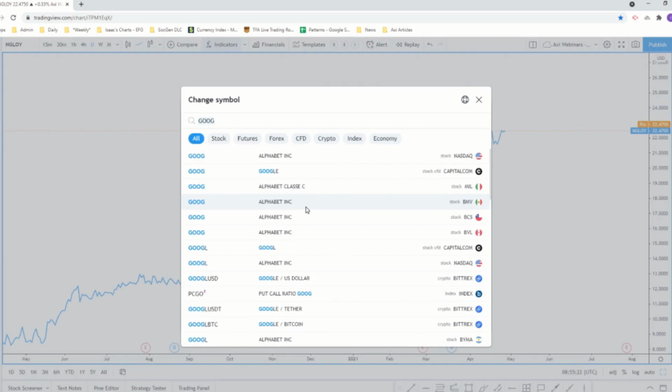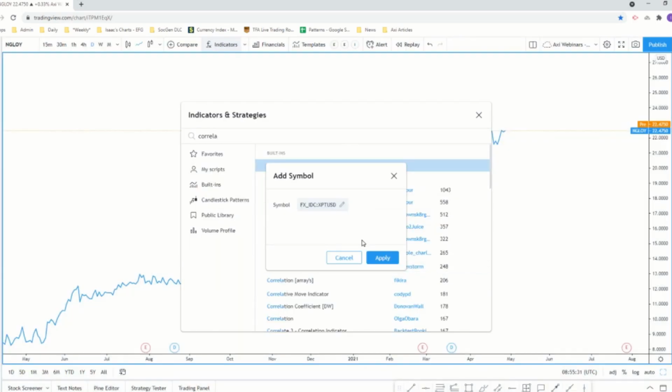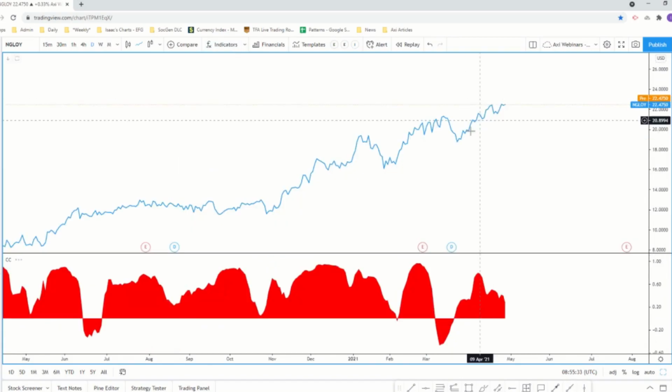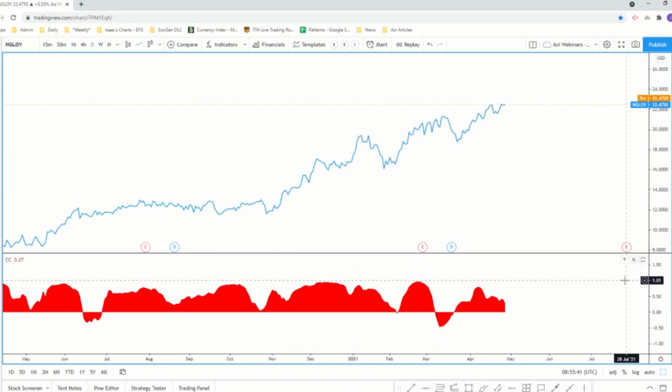Like just now we are looking at platinum, right? So I'll just type platinum, and look for platinum against the US dollar, XPT USD. Click on it and click apply. Now it comes out as a red color block, right? And you can see that the scale should only go up to a maximum of 1 and -1. It should not go above that.